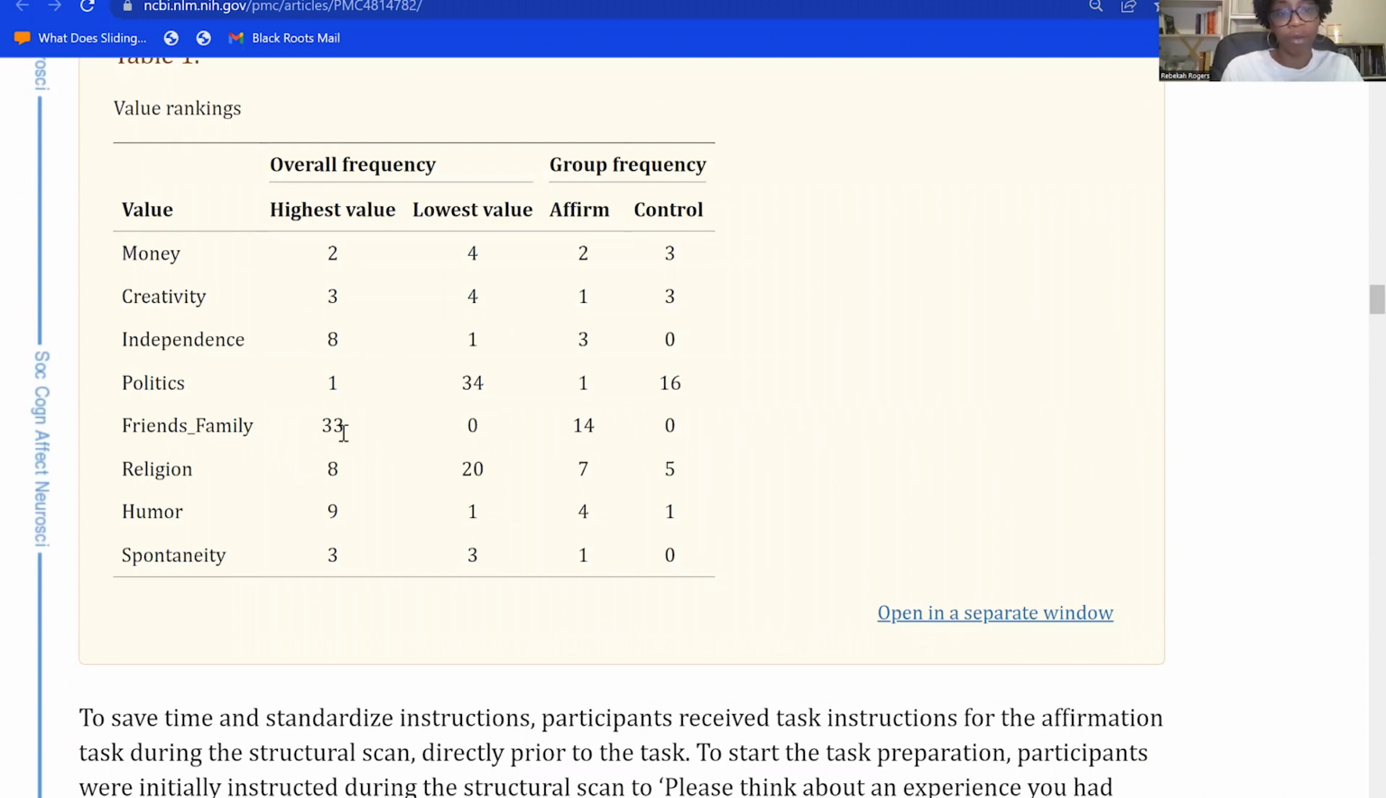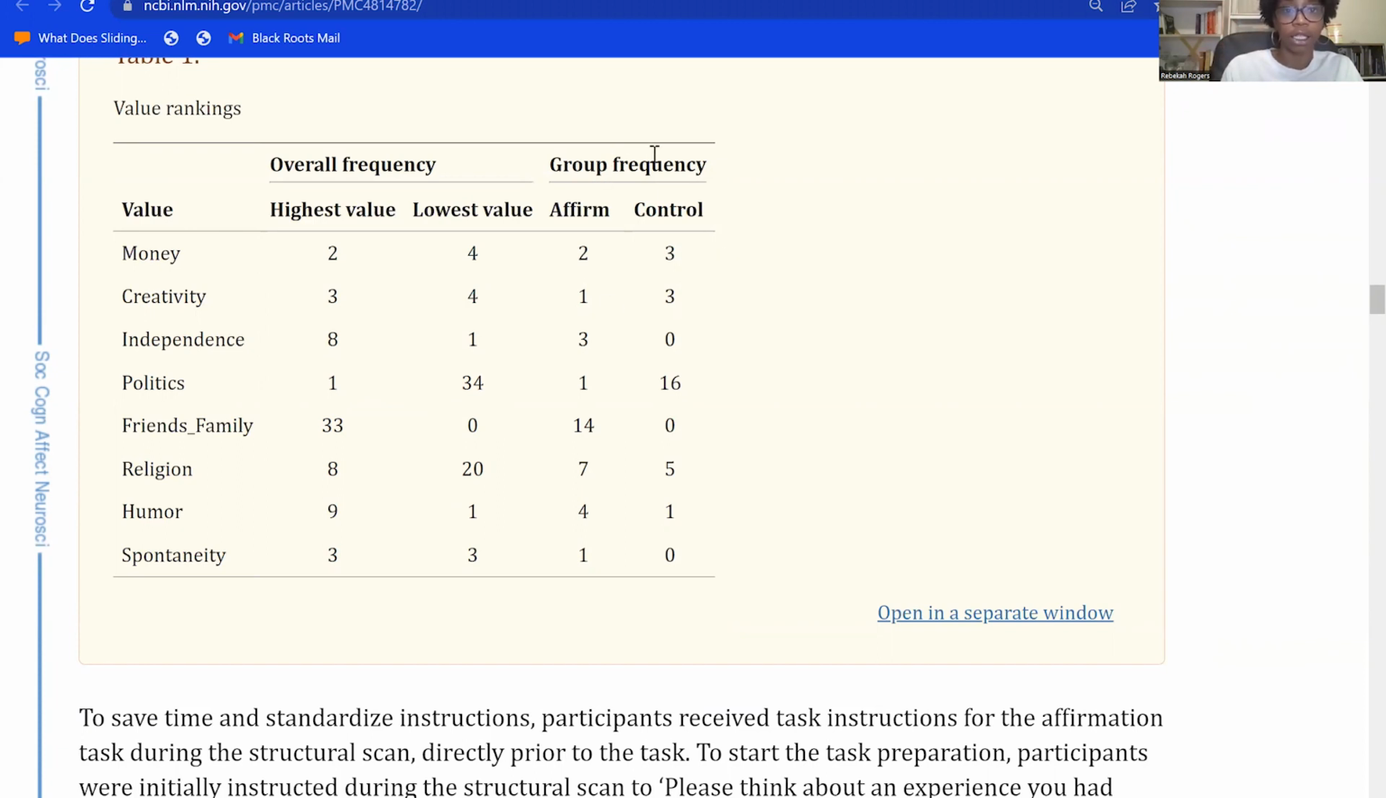Friends and family was 33. People called it the highest. Nobody said it was the lowest, whereas 20 people said religion was the lowest, 34 people said politics was the lowest. So it seems like friends and family and politics are the highest and lowest.